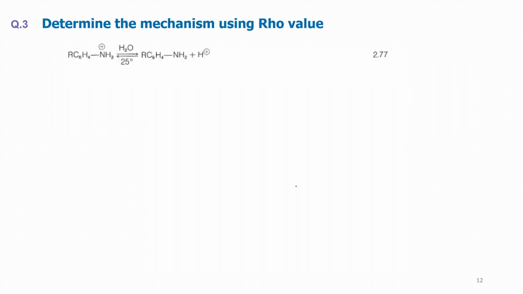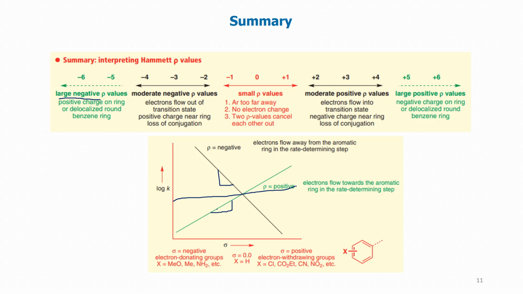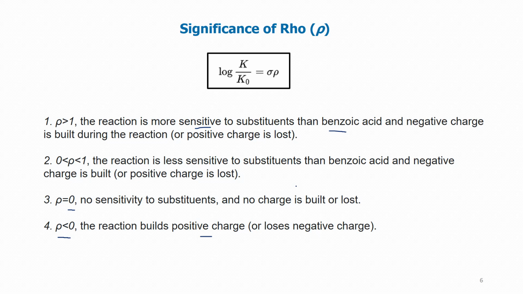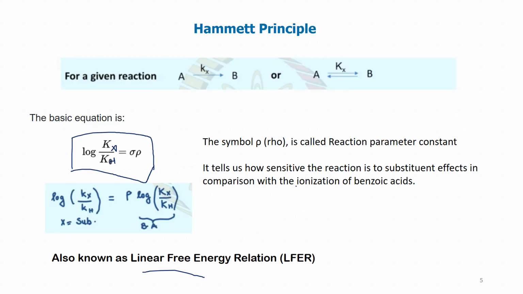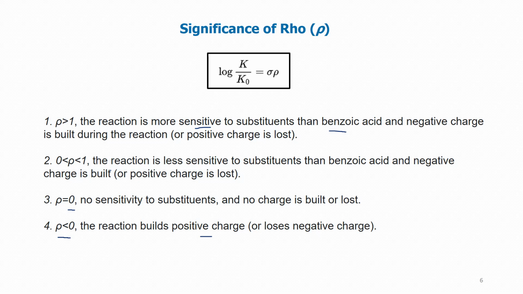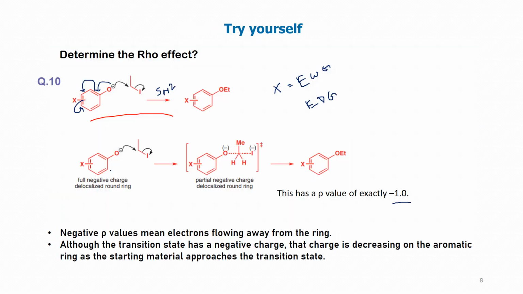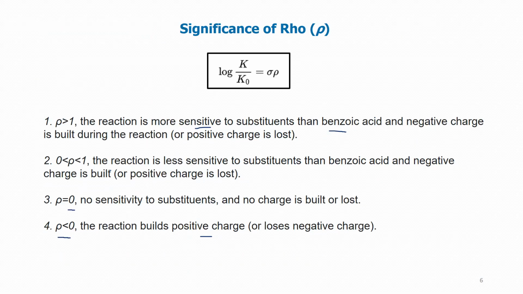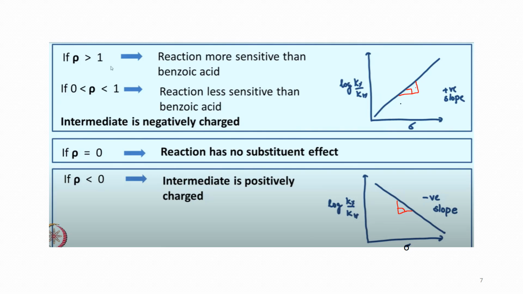Okay, so let's solve some questions based on this. How will the rho value be determined? That is clear, right? You just have to determine the rate constant of the reaction with substituent and without substituent. From that, if we take the log and plot it with respect to the substituent constant, you will get a straight line, and from the slope of this line, you will get the rho value.